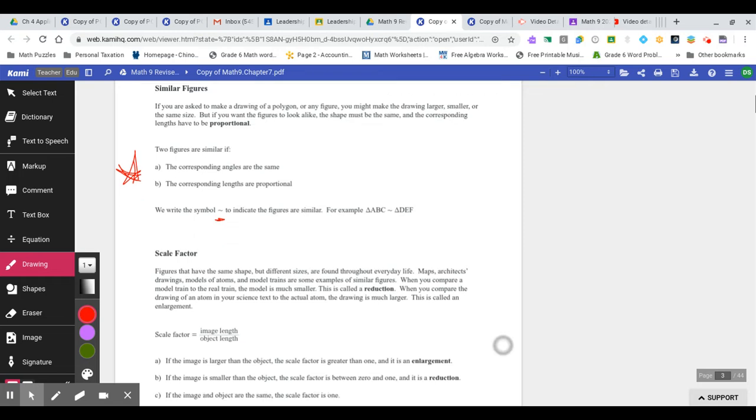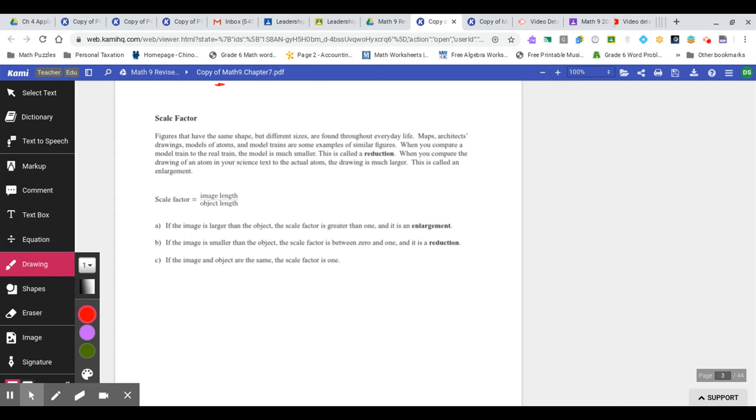Okay, scale factor. Figures that have the same shape but different sizes are found throughout everyday life. Maps, architects' drawings, models of atoms, model trains are some examples of similar figures. When you compare a model train to the real train, the model is much smaller. It's called a reduction. And when you compare the drawing of an atom in your science text to the actual atom, the drawing is much larger. That's called an enlargement.